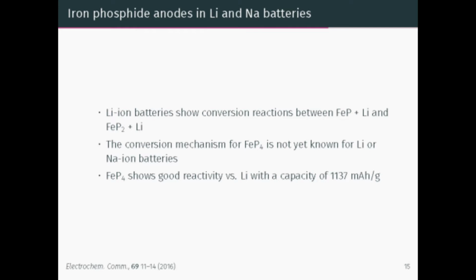So if we can somehow map out the voltage profile of what's going on when this battery is actually operating, then we can sort of create a chemical mechanism for what's going on when we actually cycle our battery. And finally, FeP4 has a capacity of over 1,000 milliamp hours per gram. So like I said, already it has an order of magnitude higher capacity than our graphite anodes. So this looks like a fairly good place to start when we're doing our crystal structure prediction.